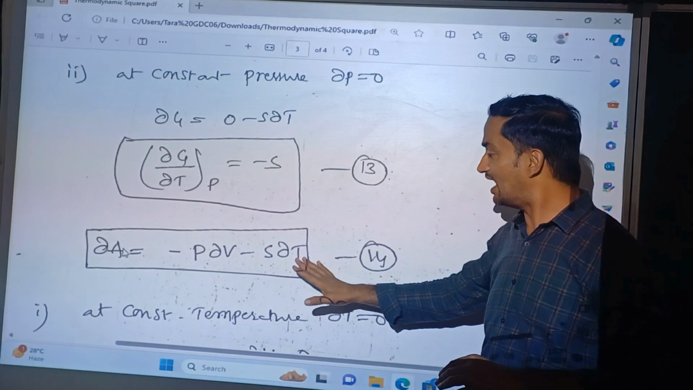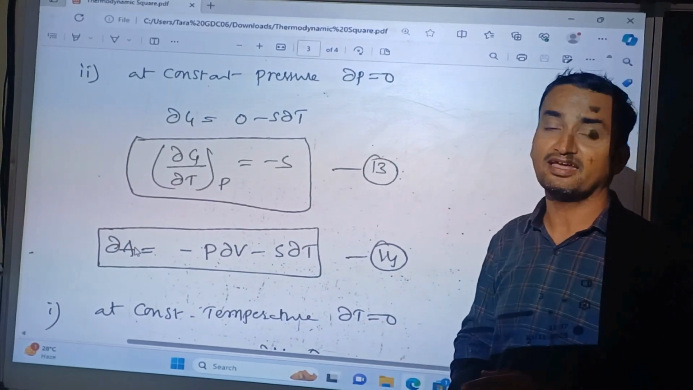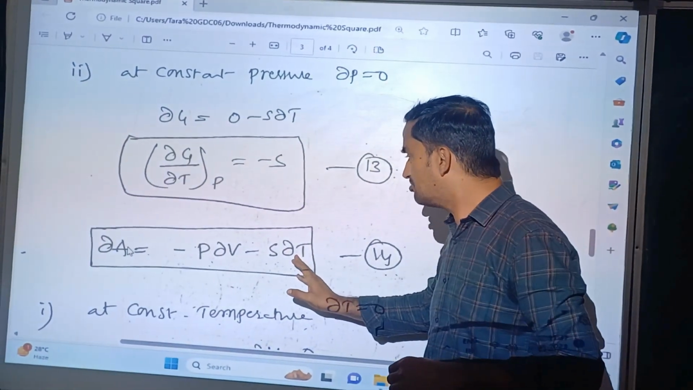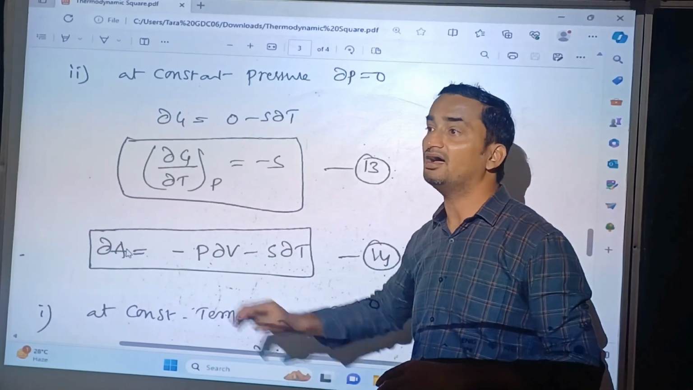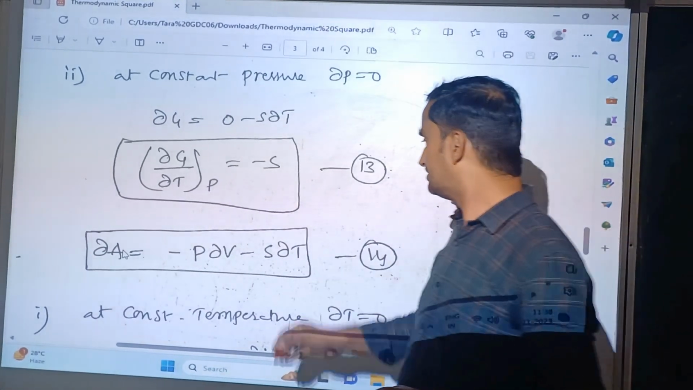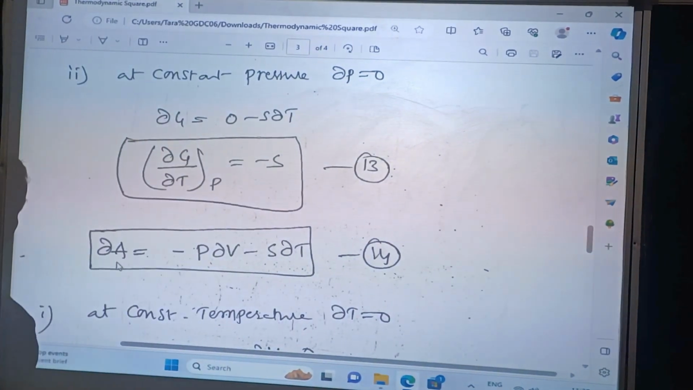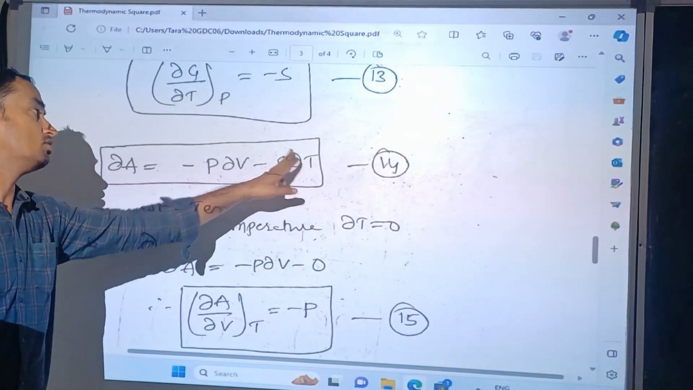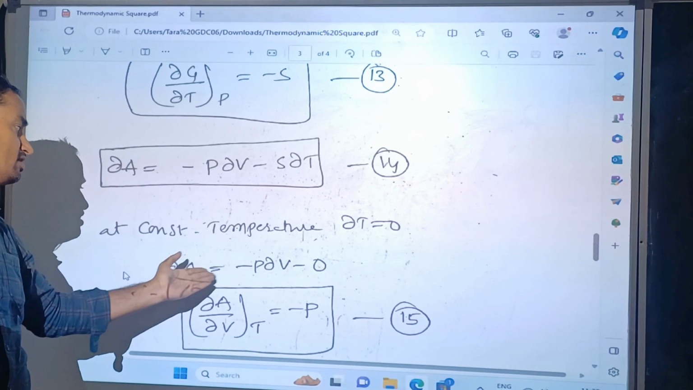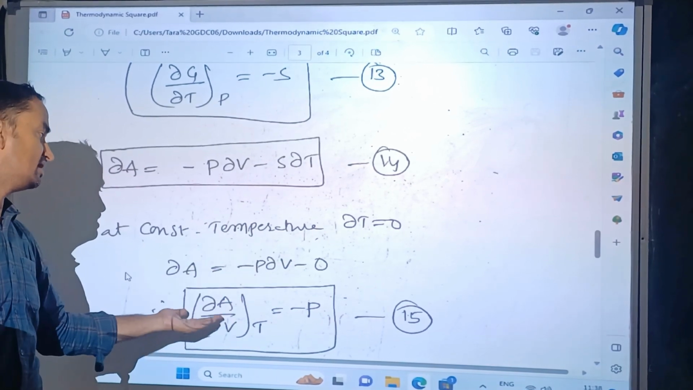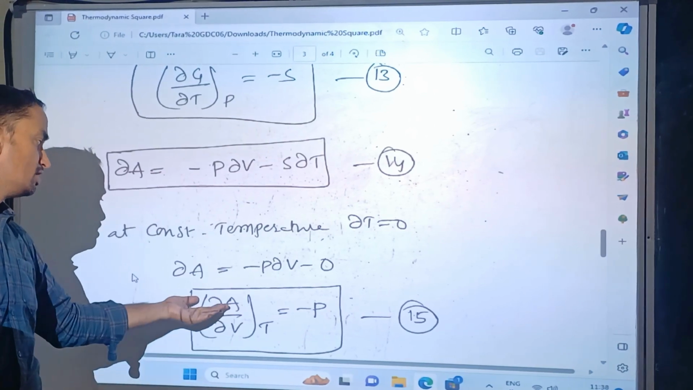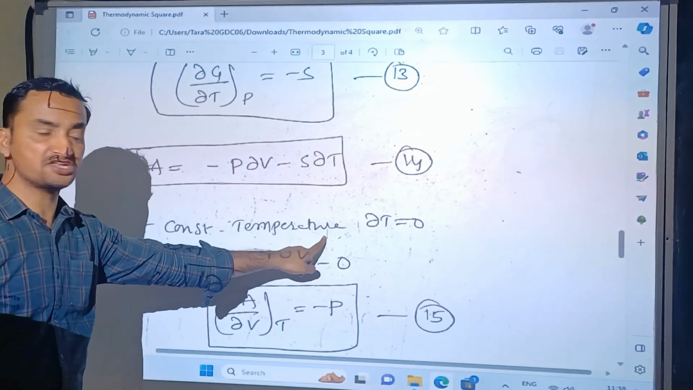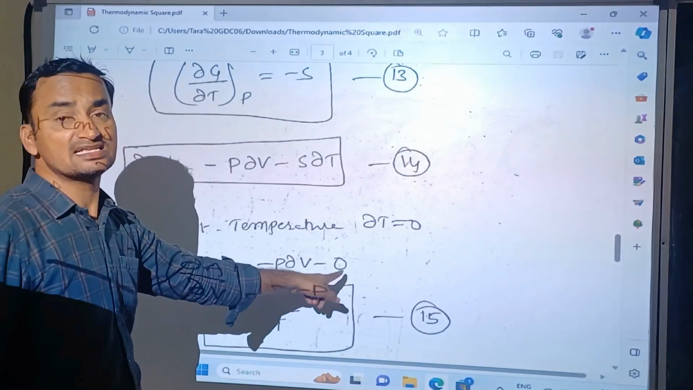Now what to do? From this 14th relation we'll get two more. How? We can keep the temperature constant, or otherwise we can keep the volume constant. Now if I keep the temperature constant, see beta, this term will be 0. So dA equals minus P dV minus 0, that is dA equal to minus P dV. Now ∂A by ∂V, if I take this dV to the left side, at constant temperature we are going to get minus pressure.